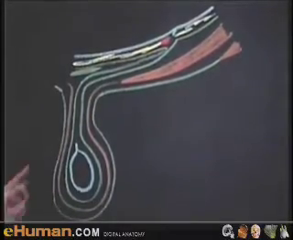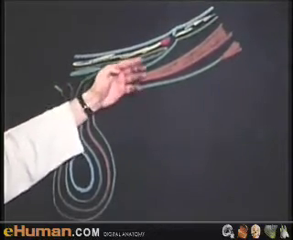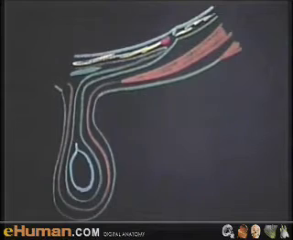inguinal canal. Now that is an indirect inguinal hernia, and it occurs very commonly in children and young men, and is 20 times more common in men than in women.